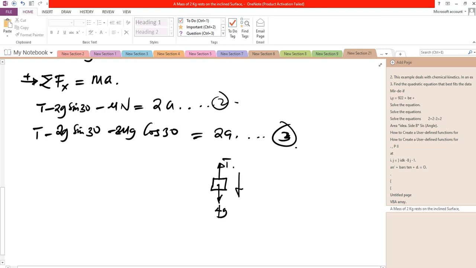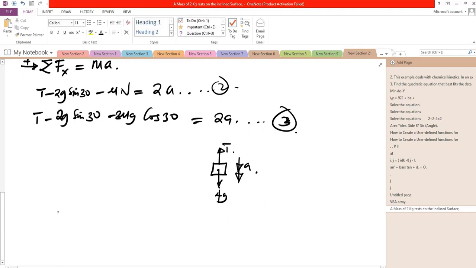Now it is accelerating the same with the 2g mass. Now you only have vertical forces. There is no sideways. Since the body is not moving sideways, it's only one kind of directional motion and one directional forces.